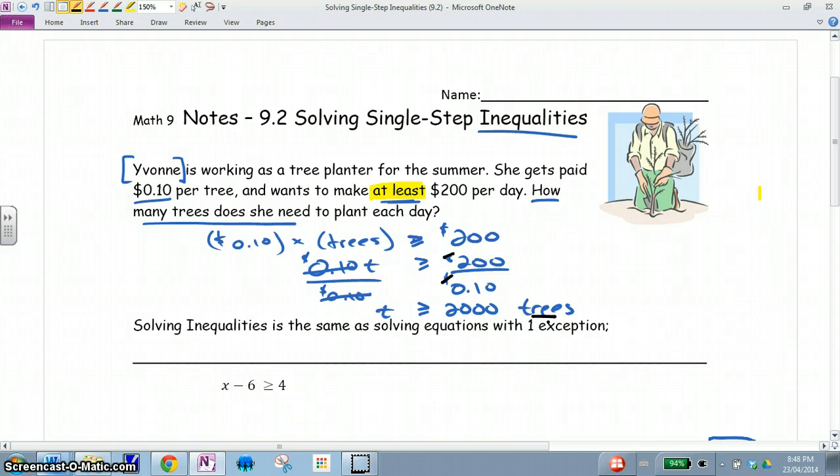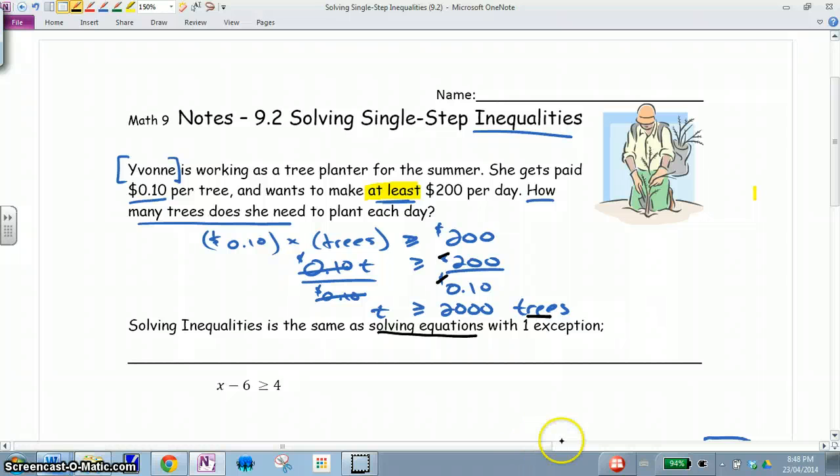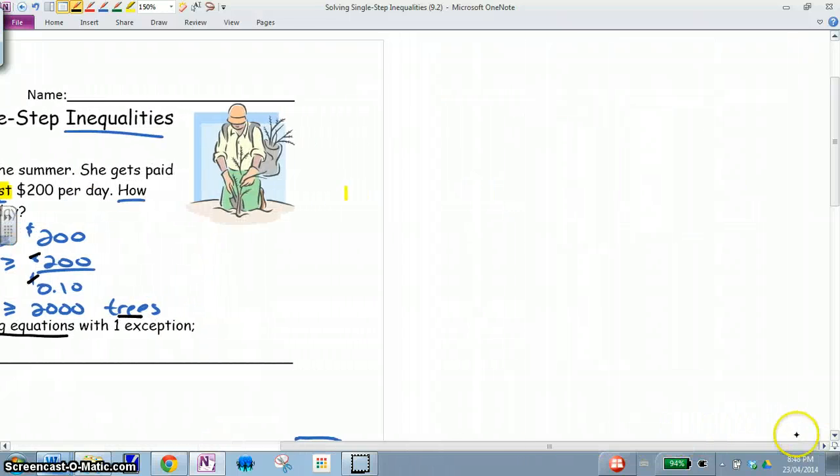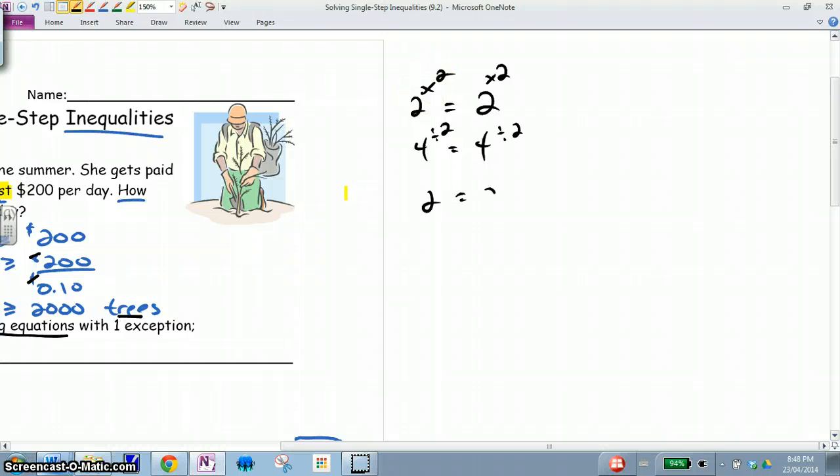So in that case, we solved in the same way, and now we should be asking, is that always how it's going to work? There is one exception, as the next statement says, and let me build up to that. If we recall back, when we had equations, we could do whatever we wanted to both sides of the equation, and it was still equal, right? We could multiply, we could divide, we could add, and the sides are still equal.